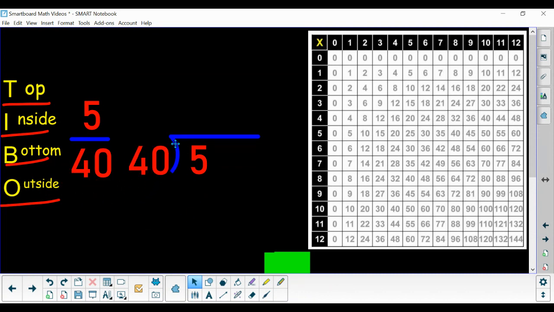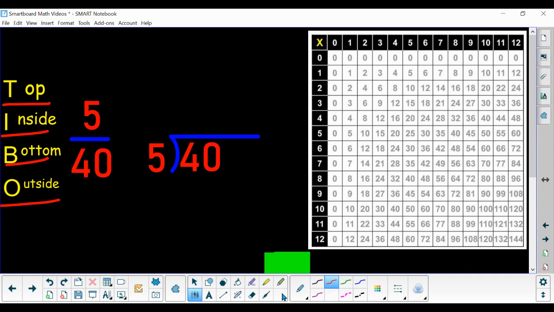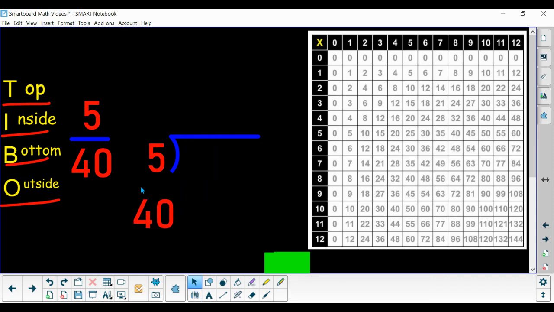A lot of students will have a bad habit from elementary of always thinking that the bigger number should always go inside and the smaller number should go outside. You set it up this way, your answer is already going to be incorrect. It's not about the size, it's about the placement or order. Top always goes on the inside, bottom goes on the outside. All right, so this is the correct way to put them, and now we can get started.